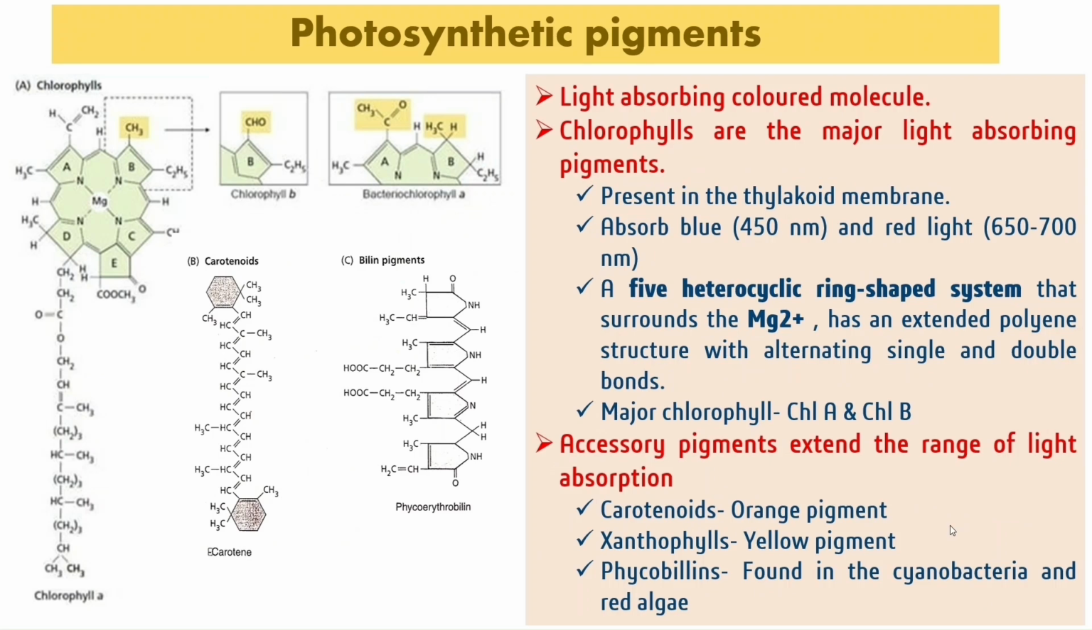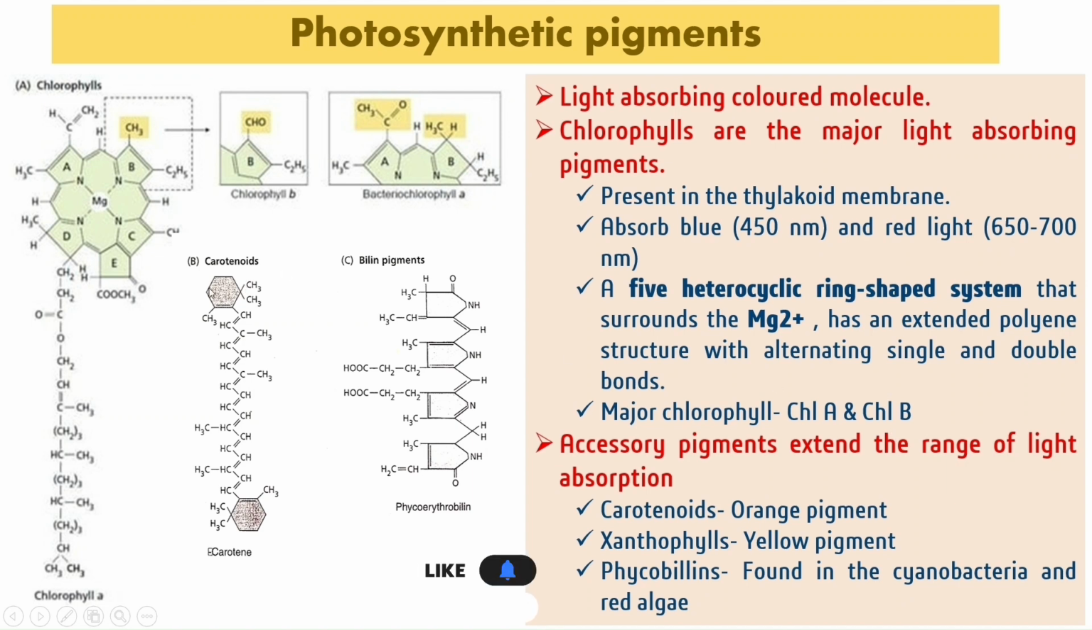Now we come to the photosynthetic pigment. The photosynthetic pigment is chlorophyll, which is the only light absorbing colored molecule. Chlorophyll is present in the thylakoid membrane. It is a five heterocyclic ring shaped system surrounded by a magnesium ion. A phytol chain is attached to ring D. There are two major types of chlorophyll, chlorophyll A and chlorophyll B. The R group present in ring B differs between chlorophyll A and chlorophyll B.